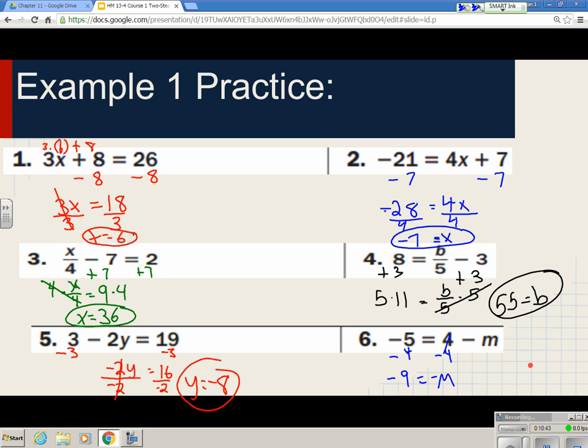Well, that's really a negative 1 times m, so how do you get rid of a negative 1 times m? You divide by the negative 1 that you have on that side. Divide by negative 1 on that side, and those things should cancel out. The negatives are gone, and now it just says 9 equals m. Now, if you don't think that's correct, put 9 in for m and see what you get. 4 minus 9 will give you negative 5. That was probably the trickiest one out of all of them.